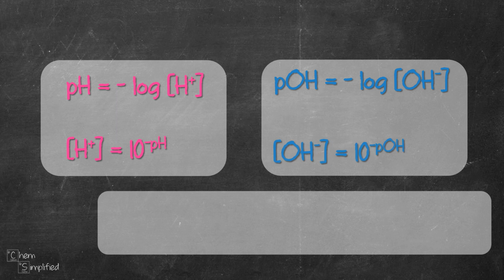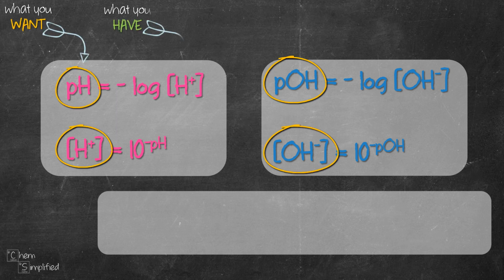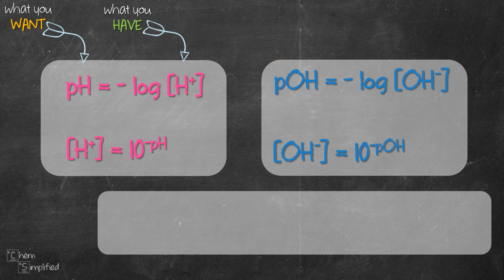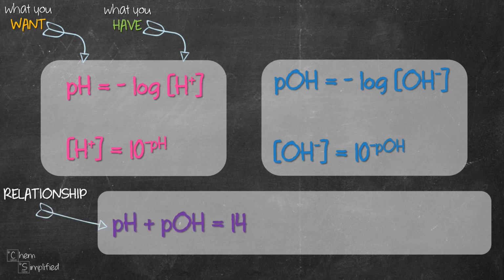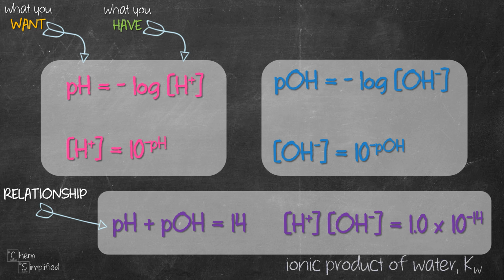Notice that in these 4 equations, what we want is written on the left-hand side, whereas what we have is on the right-hand side. Now, let's say if we have pH and want to find pOH, we can easily find it through this relationship, pH plus pOH equals 14. Same goes if we have one of the concentrations, we can find the other concentration using this equation. The concentration of H+ times the concentration of OH- equals 1.0 times 10 to the power of negative 14. That's actually the ionic product of water, Kw.